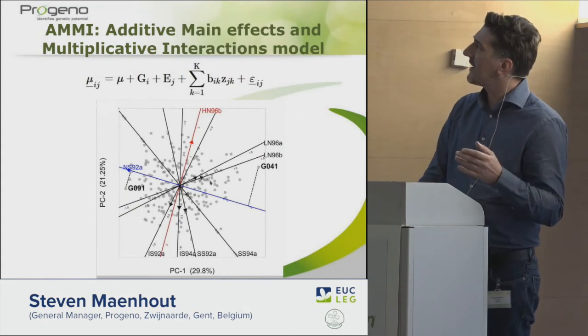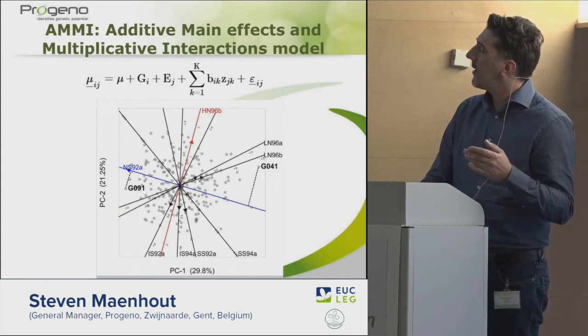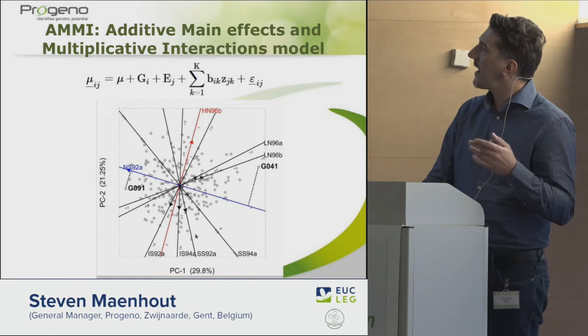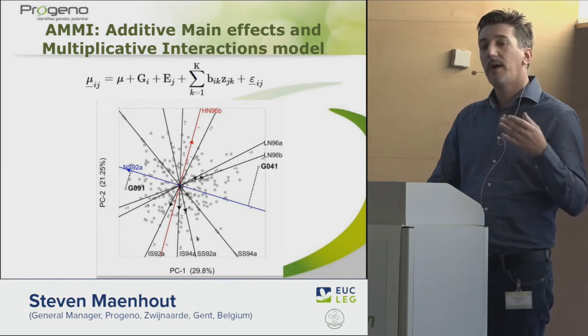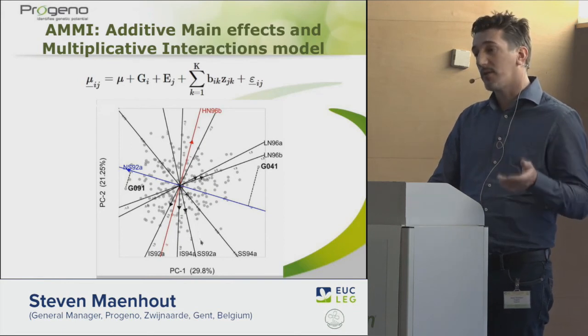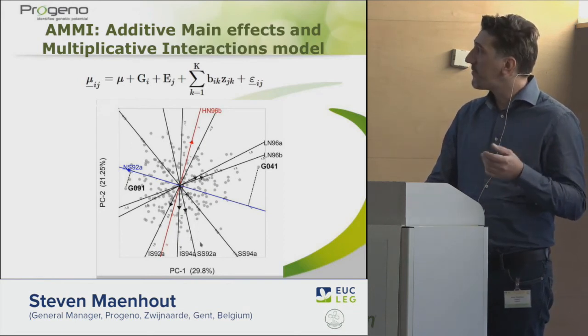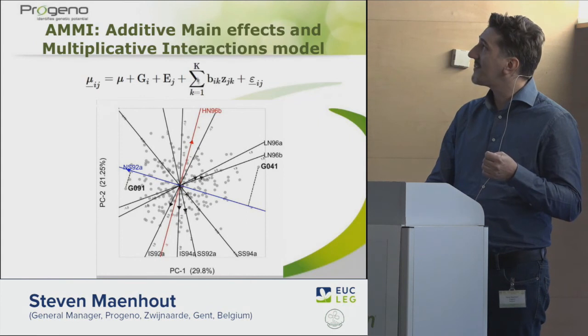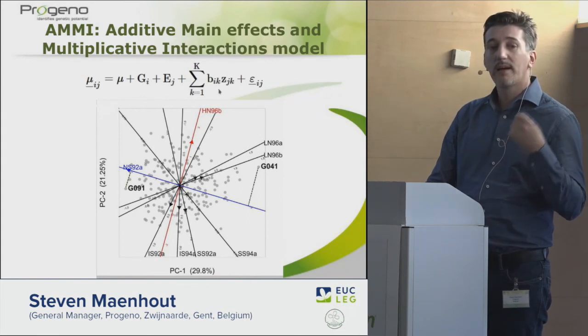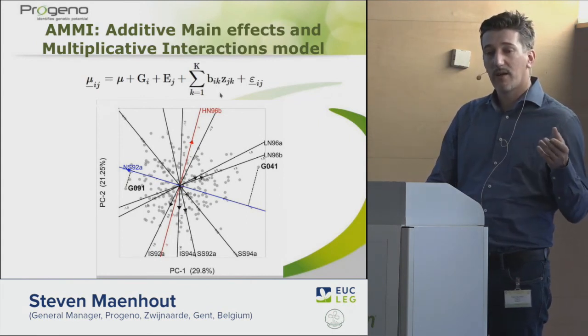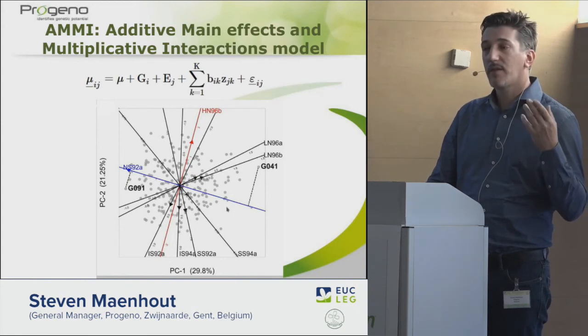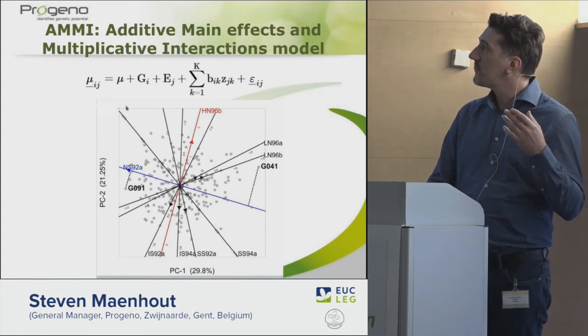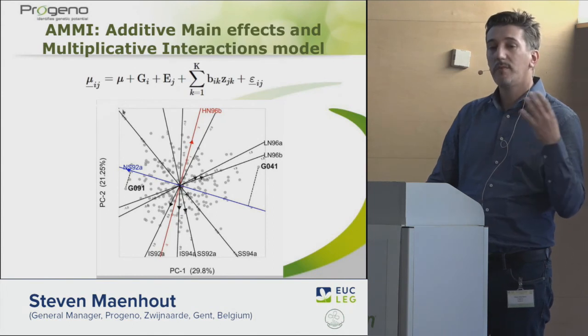The next one is a little bit more complicated. I don't have time to go into that, but these are ways of visualizing your G by E space as a principal component analysis. Very briefly, you fit a model that corrects for the genotype and the environment, and everything that is left would be a way to model genotype by environment. So this is a two-dimensional reduced space of your G by E space.